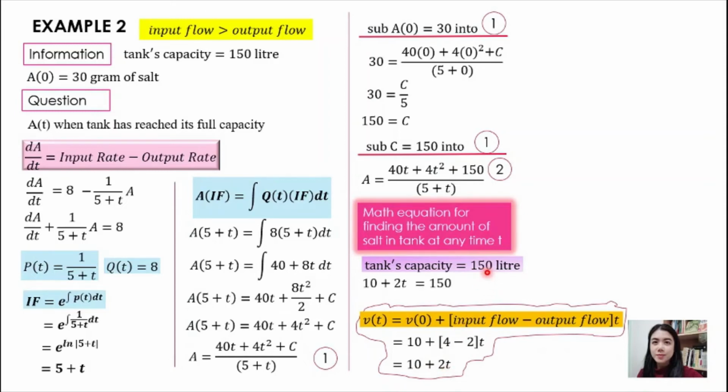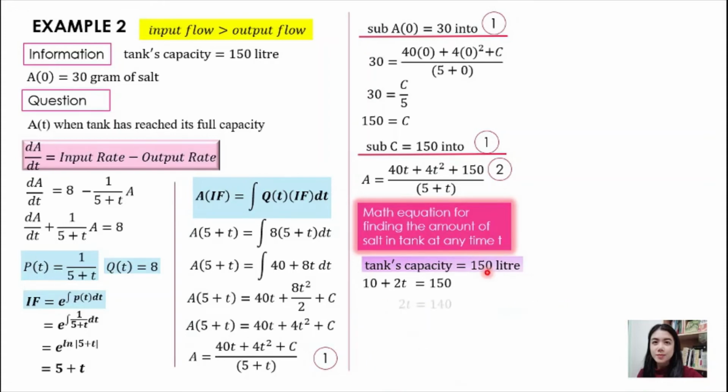If you solve this equation, you're going to get your value of t. This value of t means that at time equal to 70, the tank will reach its full capacity. So this is actually the time.